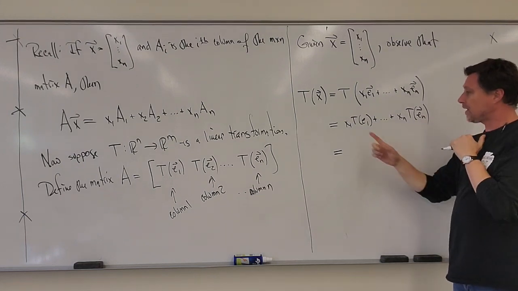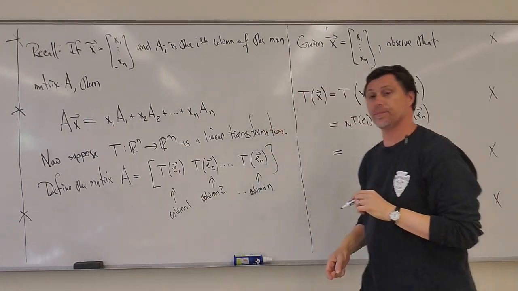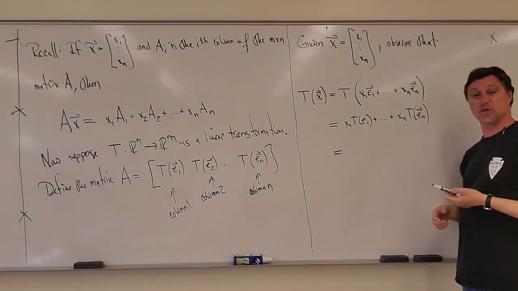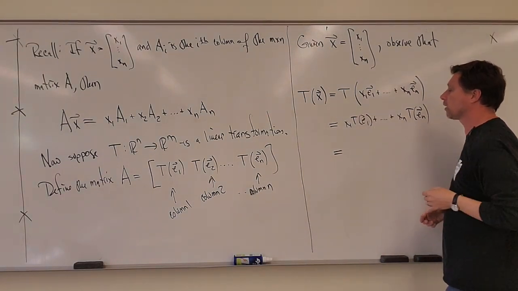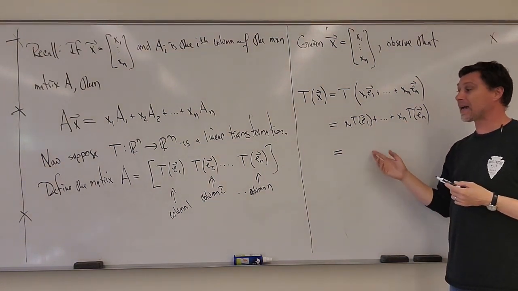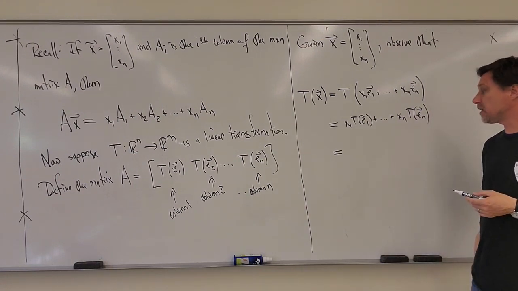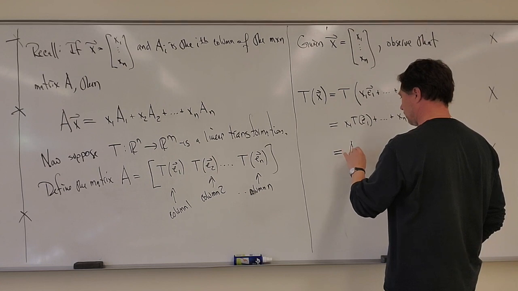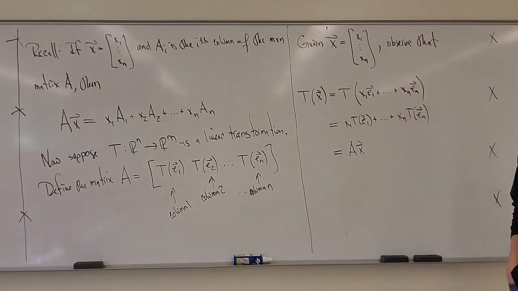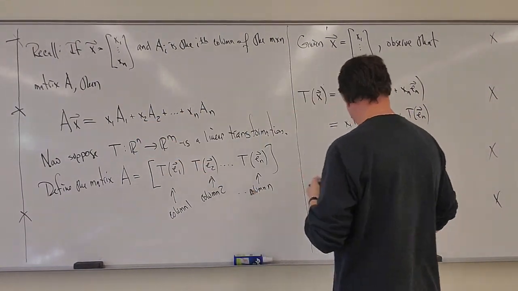Now, notice what this is. This is x1 times the first column of capital A. The next one would be an x2 T of e2. Oh, and I should have a little arrow over there. That would be x2 times the second column of my matrix A. And so on. This would be equal to A times x.